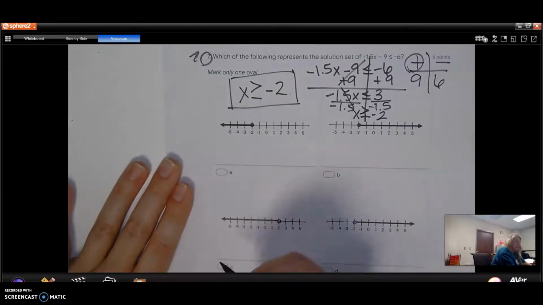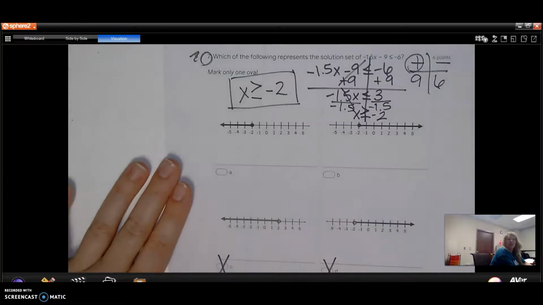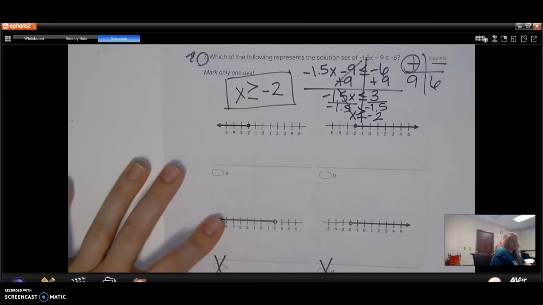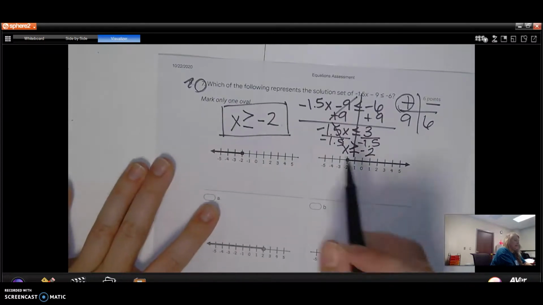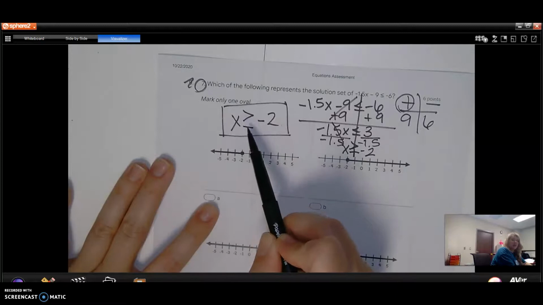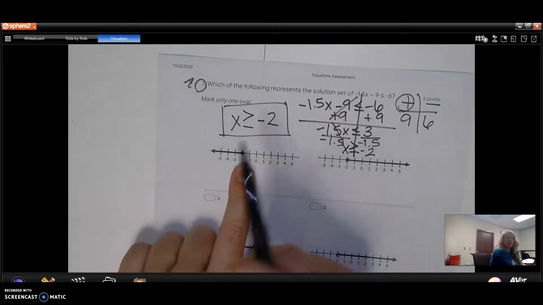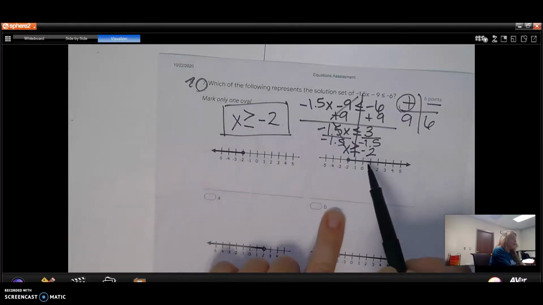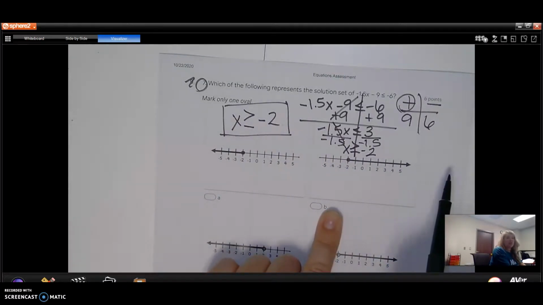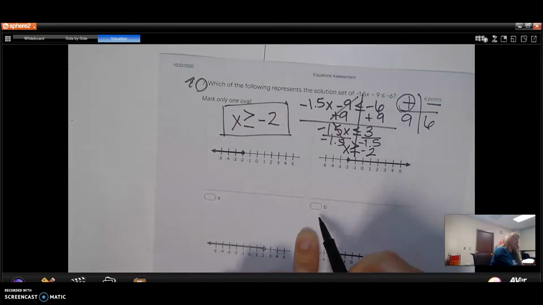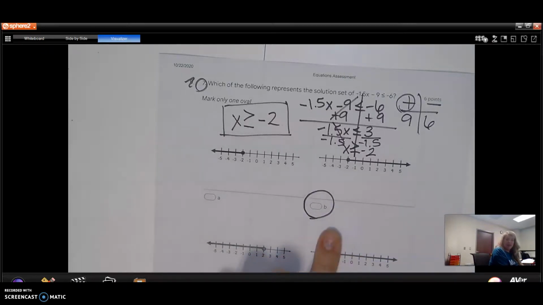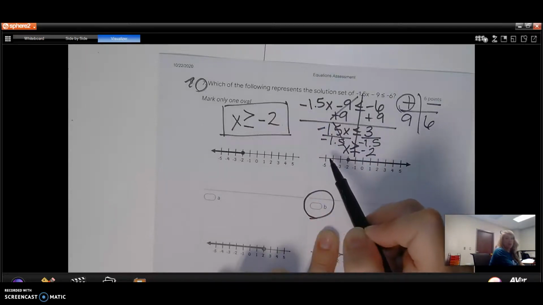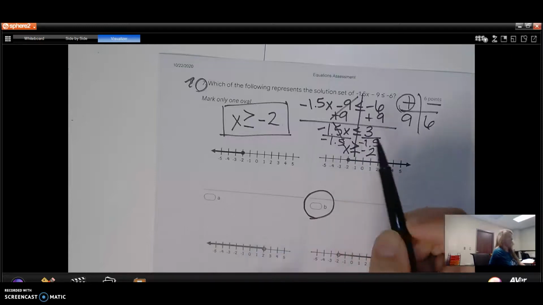So if that is true, it cannot be C and it cannot be D because those are both open circles, which means that negative 2 is not included. So let's look at A and let's look at B. X is greater than or equal to negative 2. Well, this one's on negative 2, but it's going to the left. So that's everything smaller than negative 2. We need everything greater than negative 2, so the direction of our arrow should be going to the right. So the correct answer for this one was B. Remember, you divided by a negative, so you had to flip that inequality symbol. It had to change directions.